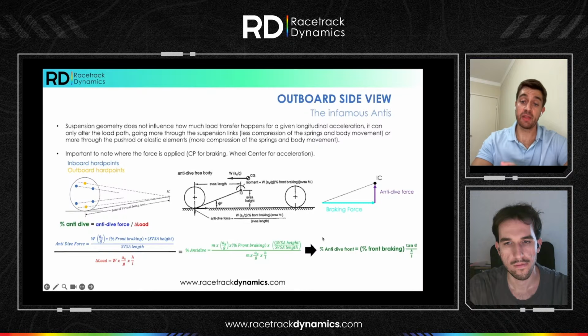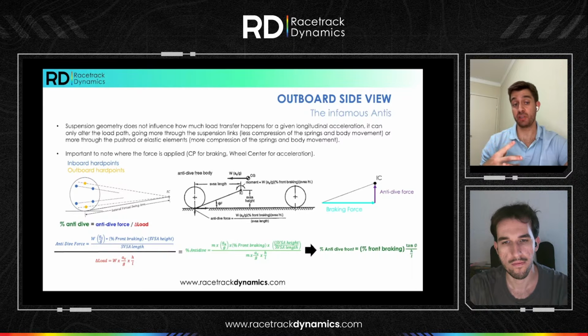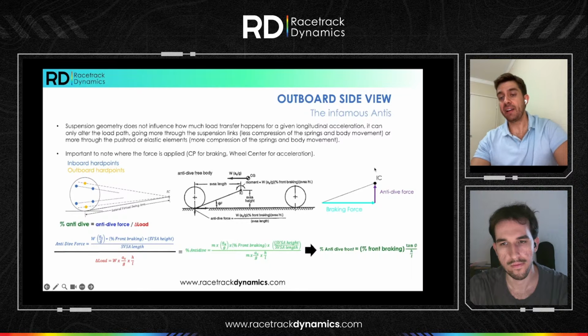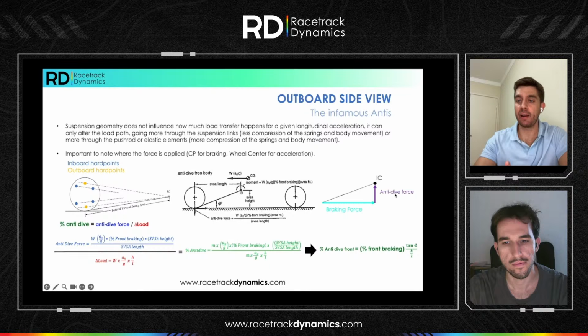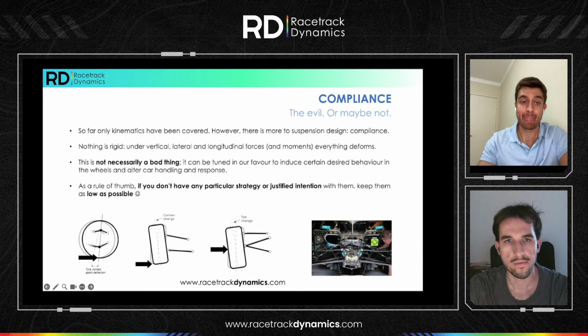So at the end of the day, this is all a geometric effect. We're talking about the positioning of this point in space, the center of gravity height, and the ratio between the center of gravity and the wheelbase, which is an indication of how much weight transfer we're going to have. So again, the higher our instant center, the higher our anti-dive force, and the higher our anti-dive percentage. That's a way to look at it.